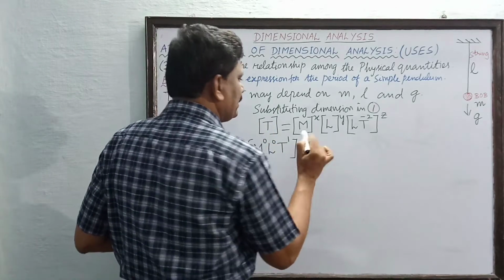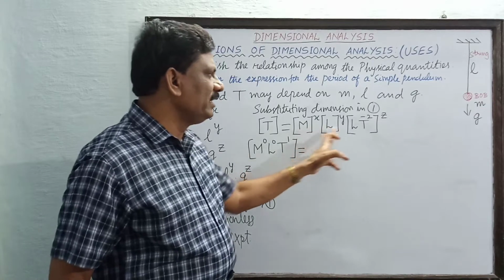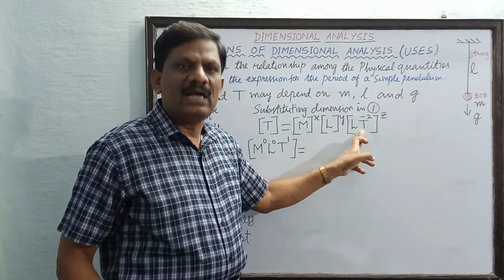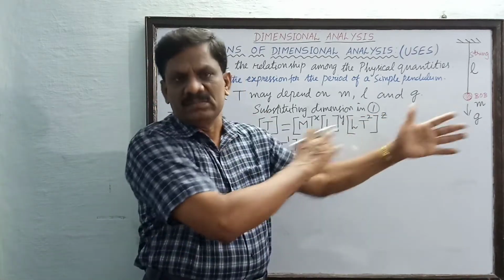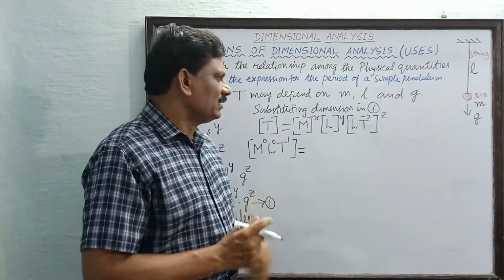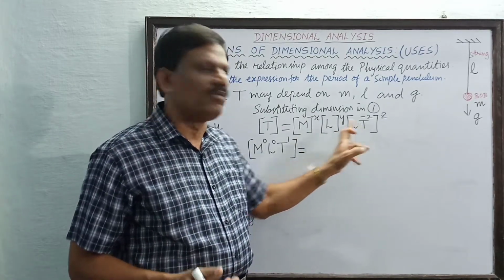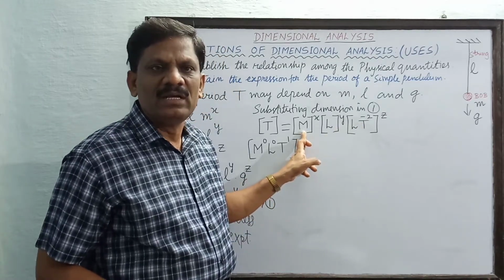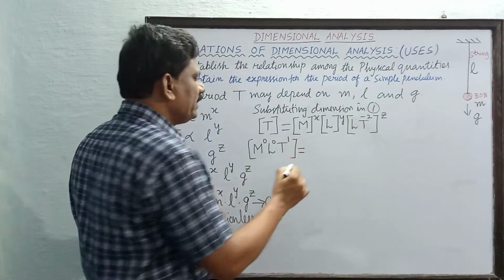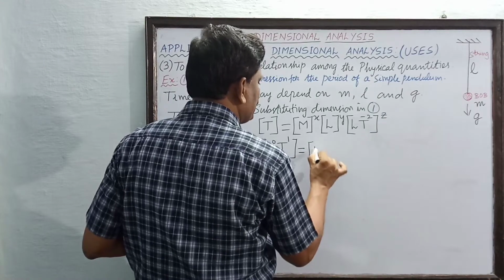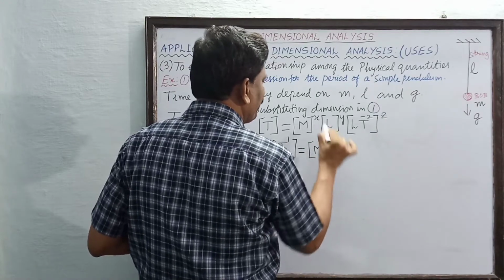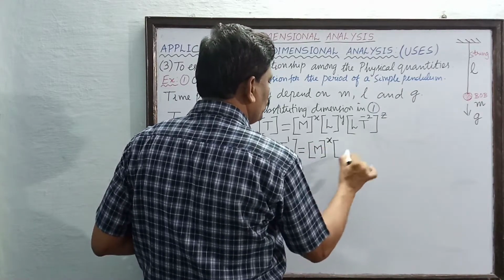Now on the right hand side, I look at the three bracketed quantities and I want to group all the M terms. There is no mass term in the second and the third bracket. Therefore, one and only M term is what? The first term. So it is M raised to the power of x into.